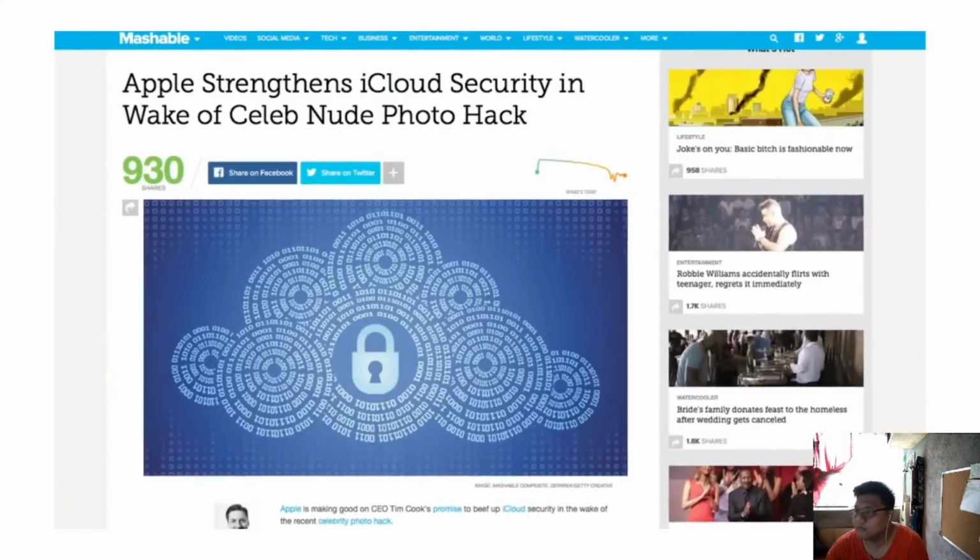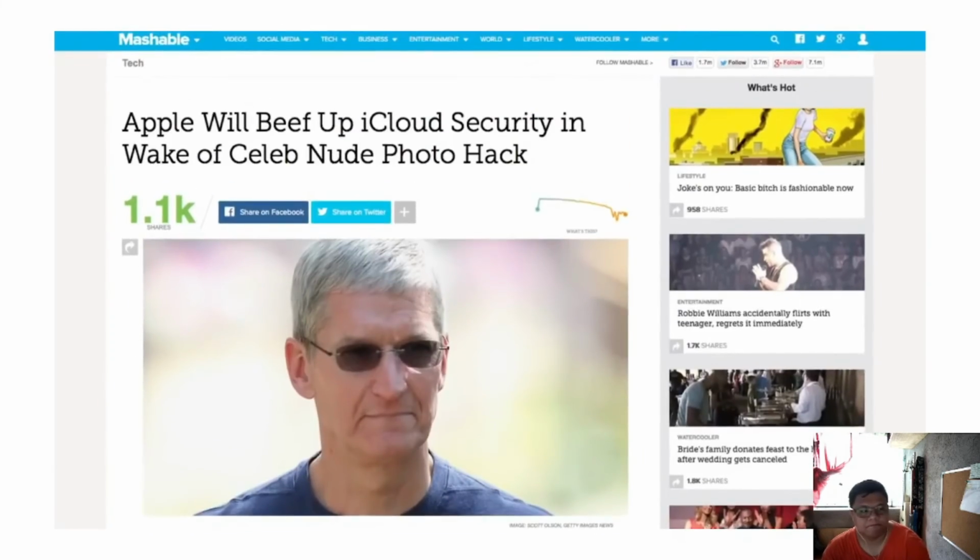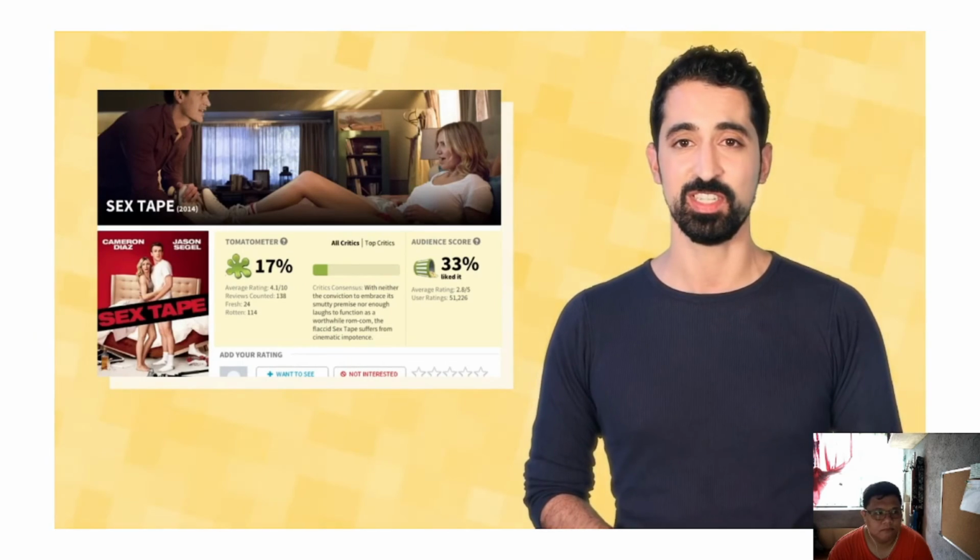This is getting really expensive. Of course, not everything is perfect, and there have been some problems with cloud storage in the past. In August 2014, a major iCloud hack led to the leaks of hundreds of private photos from various celebrities. Also, who could forget that terrible Cameron Diaz and Jason Segel movie?